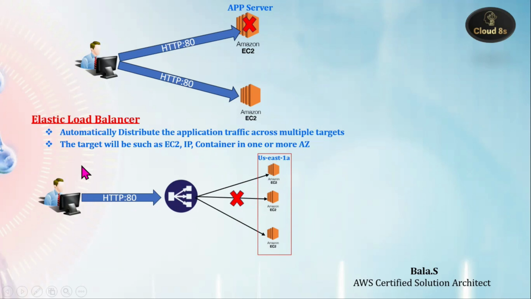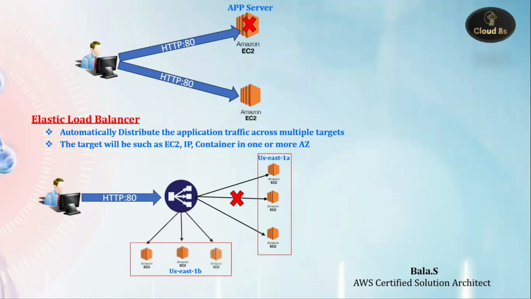Now you can understand the difference between the traditional scenario and configuring with Elastic Load Balancer, where the load is distributed in a highly available way and we can make it scalable. Let's take one more example. In case an entire availability zone faces a disaster or anything happens, what will happen? We can still overcome the issue by creating EC2 instances in another availability zone. So we can create multiple EC2 instances and connect them as backend targets.